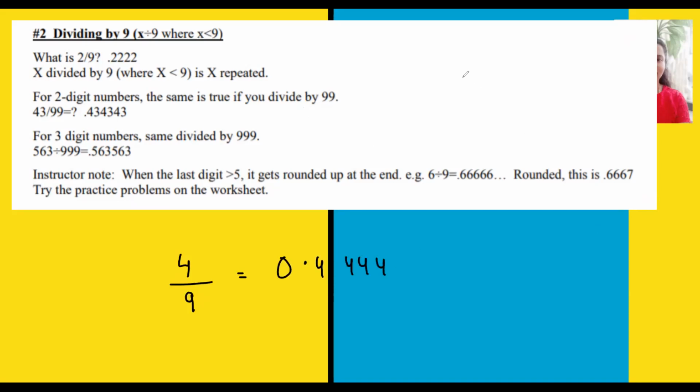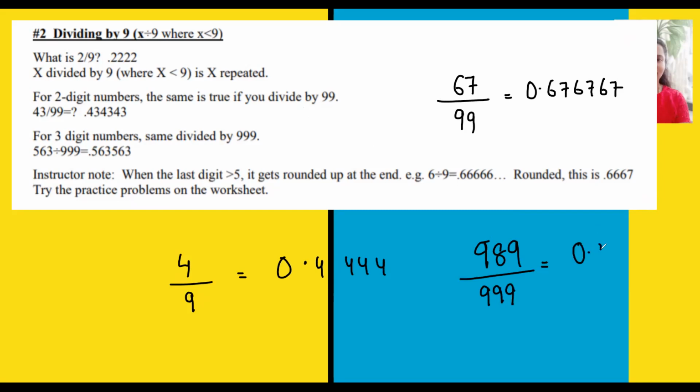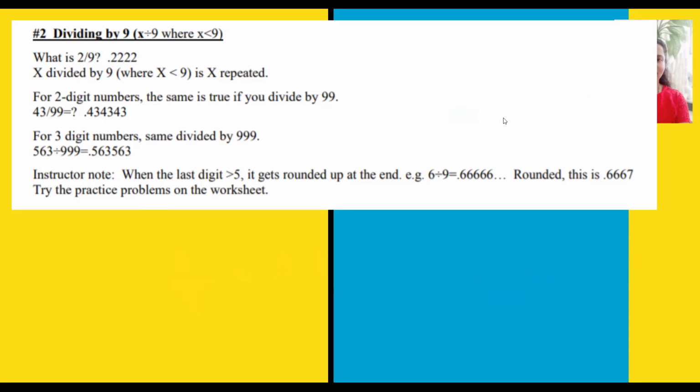0.4444. If you divide 67 by 99, 67 will be repeated like this. If you divide 989 by 999, it's very easy to remember. This is 0.989989. That's what I mean to say. So that will save a lot of time during your exams.